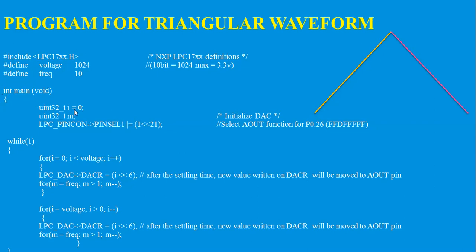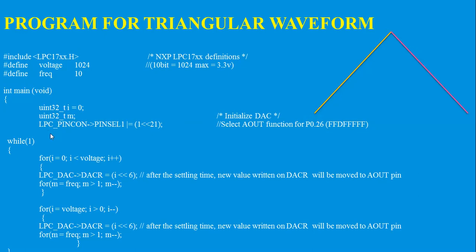Now is the initialization of the main program. We are declaring two variables which are unsigned integers of 32-bit size. The name of the first variable is I. Similarly, an unsigned integer 32-bit variable with the name m is declared here. In this case the variables I and m can load only positive values, and negative values cannot be stored here.